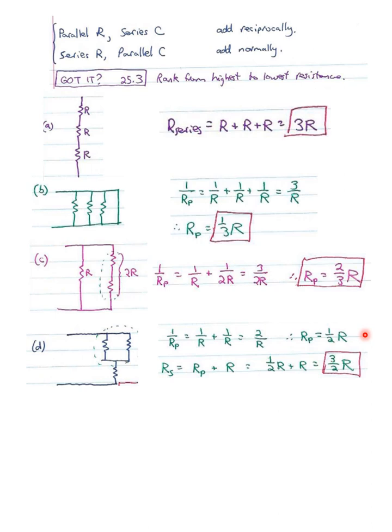Now we're going to put it in series with the R down below. So the series resistance, which is the resistance of the entire picture, is the R parallel plus the R down below, which is 1/2 R plus R, and then 3/2 R. So now we can look at all these and rank them in order from highest to lowest: the highest being A, which is 3R, then D, 3/2 R, then C, 2/3 R, and then B, 1/3 R.